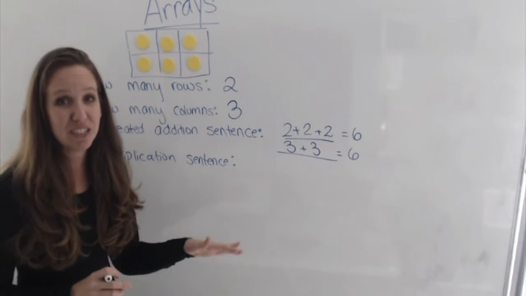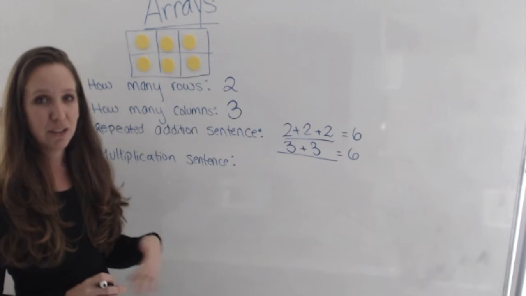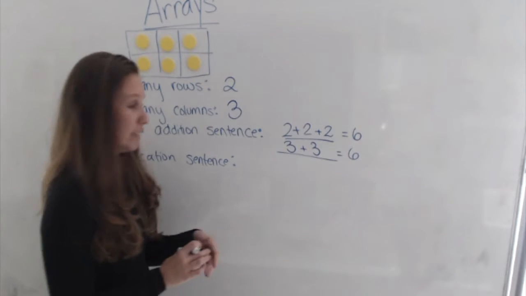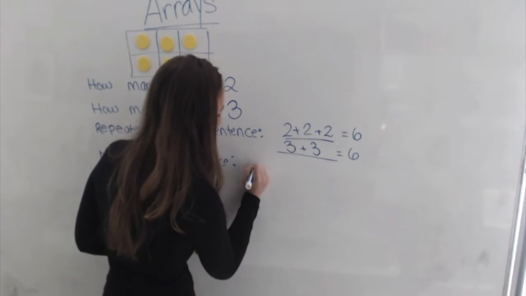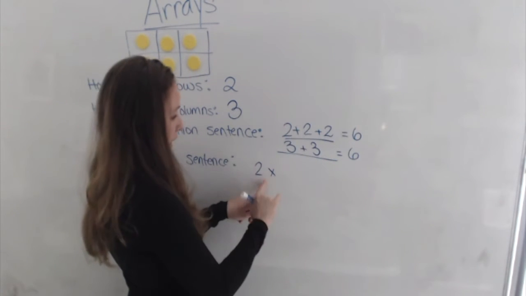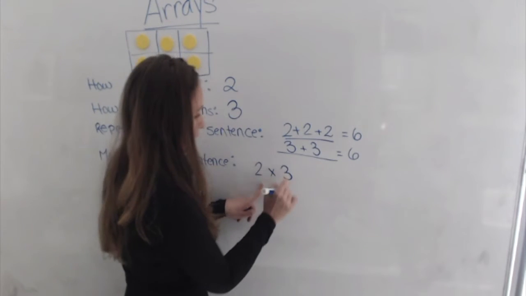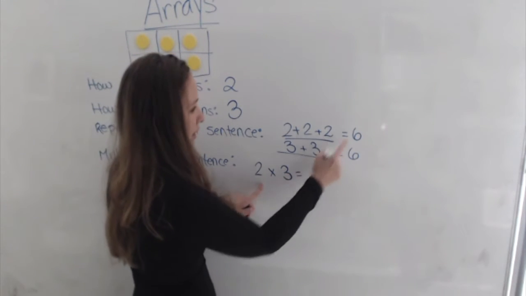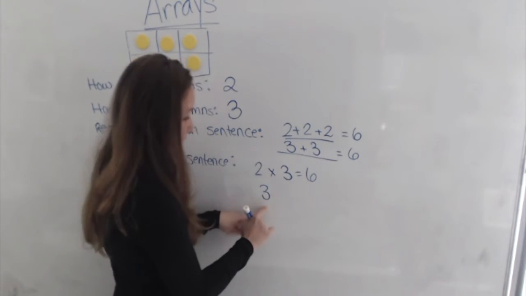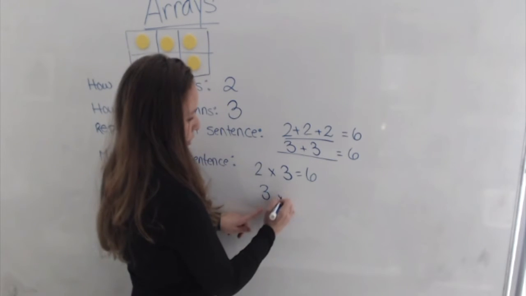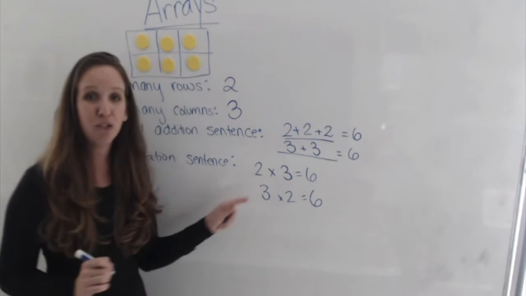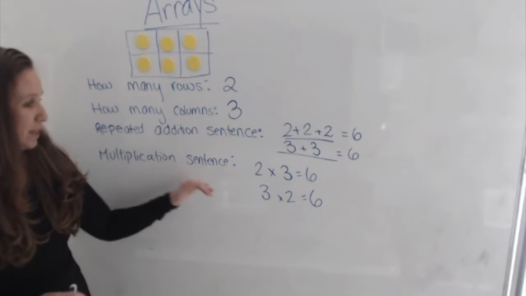Our multiplication sentence is really writing the amount of rows we have times the amount of columns, or how many times we're adding. So if we take a look here, how many 2's did we have? 1, 2, 3. We had 3 2's, and that made 6. Or we can write this as, how many 3's did we have? We had 2 3's, and that made 6.